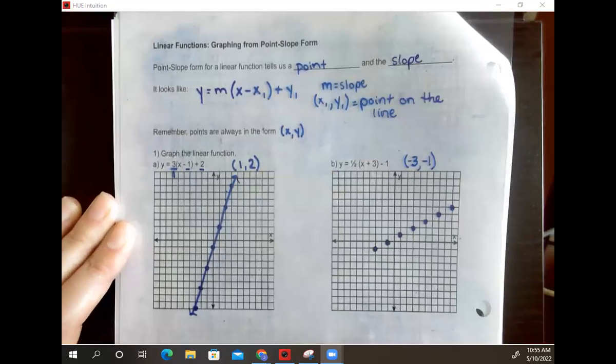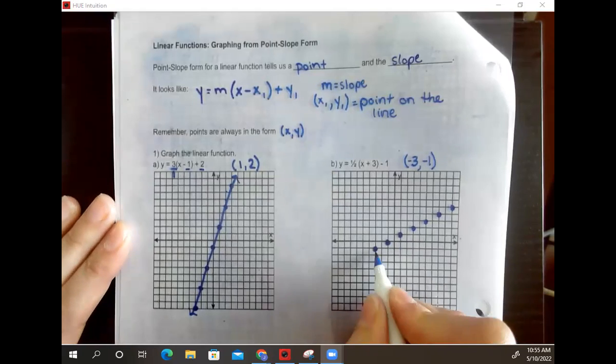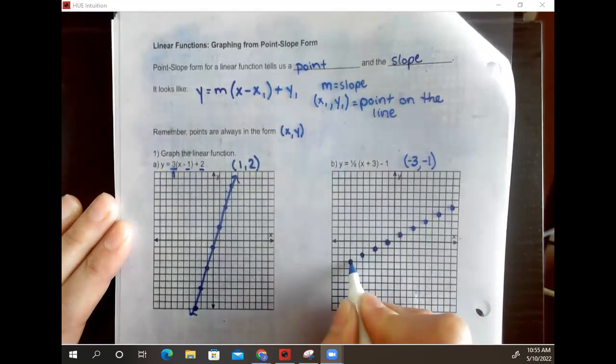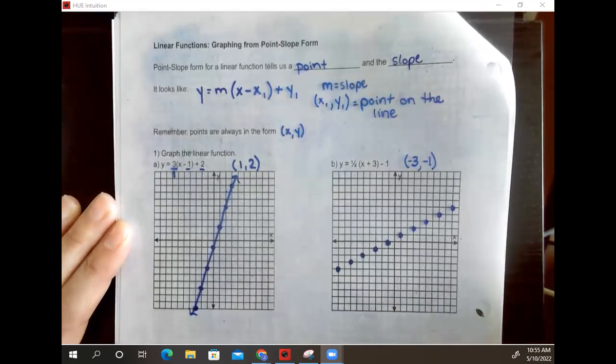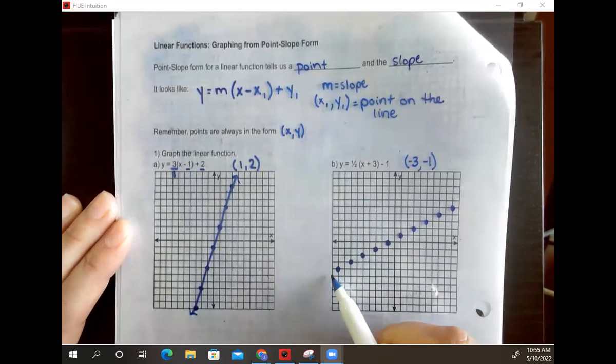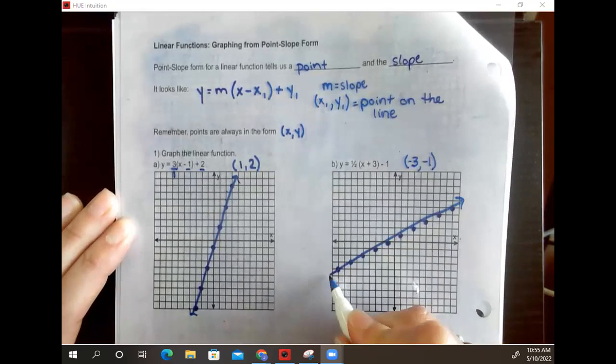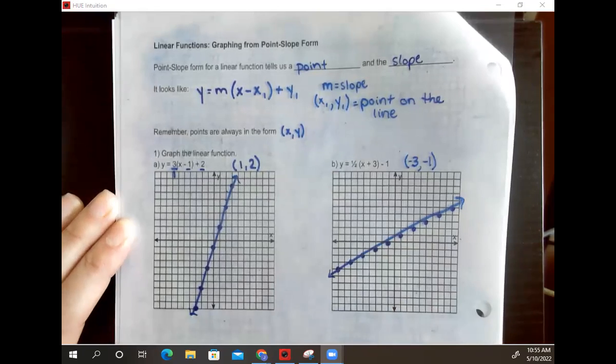And then I reverse those directions from my slope to find points to the left of where I started. So down 1 and back 2. Down 1 and back 2. Keep going again until you filled your coordinate plane. And then sketch your line through your points. Put your arrows on the end.